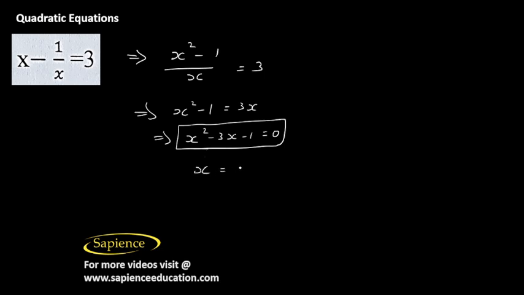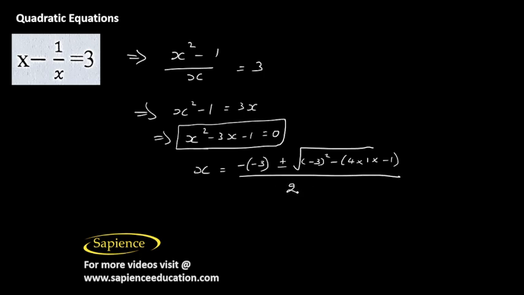So x is equal to minus b. So minus b is minus 3 plus or minus square root of b square. So minus 3 square minus 4 into a. A is the coefficient of x square, which is 1 here. C is minus 1, divided by 2a, and 2 into 1 is 2 only. Minus into minus plus 3 plus or minus square root of 3 square is 9. 9 minus minus 4, because inside we have a minus, outside we have a minus. So minus into minus plus 4. And the denominator is 2.